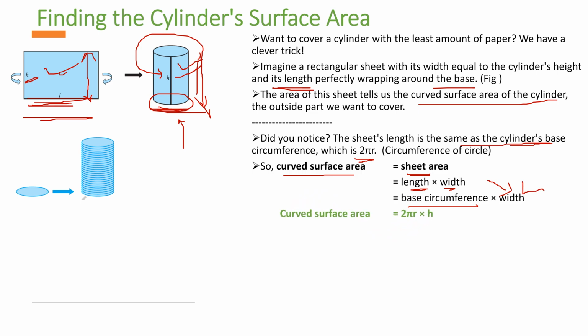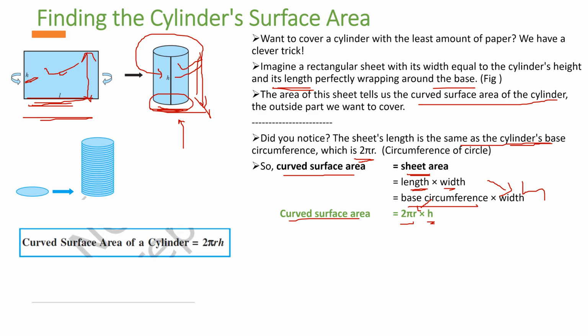This should be height. Okay. Now curved surface area is equal to what? 2 pi r, that is base circumference, and height of the cylinder. Now it's very clear, right? What is the takeaway here? Curved surface area of the cylinder is equal to 2 pi r h, where pi is a constant, which is 22/7. r is the radius of the base, and h is the height of the cylinder.